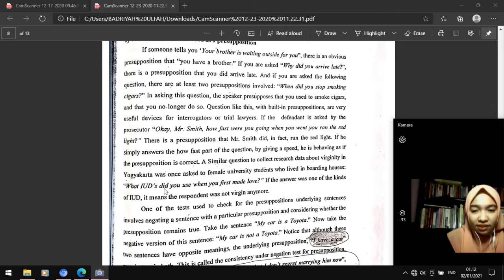What IUDs did you use when you first made love? IUD is just like, how to say it, ya? IUD apa gitu ya yang kamu gunakan when you first made love? Pengaman lah gitu ya. Pengaman apa yang kamu gunakan ketika kamu pertama kali make love? If the answer was one of the kinds of IUD, misal dia langsung jawab, I use, okay, saya gunain ini nih sebagai pengaman gitu.